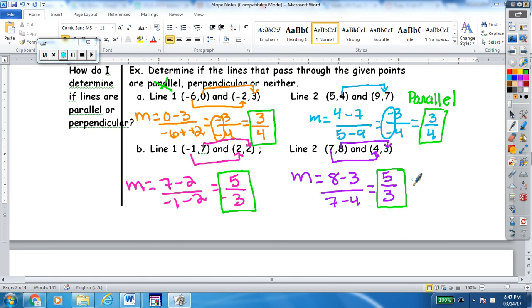Definitely not parallel. So I would answer neither. Okay, neither. Neither means they are not parallel, they are not perpendicular. They're two lines, they intersect, but they're not special.